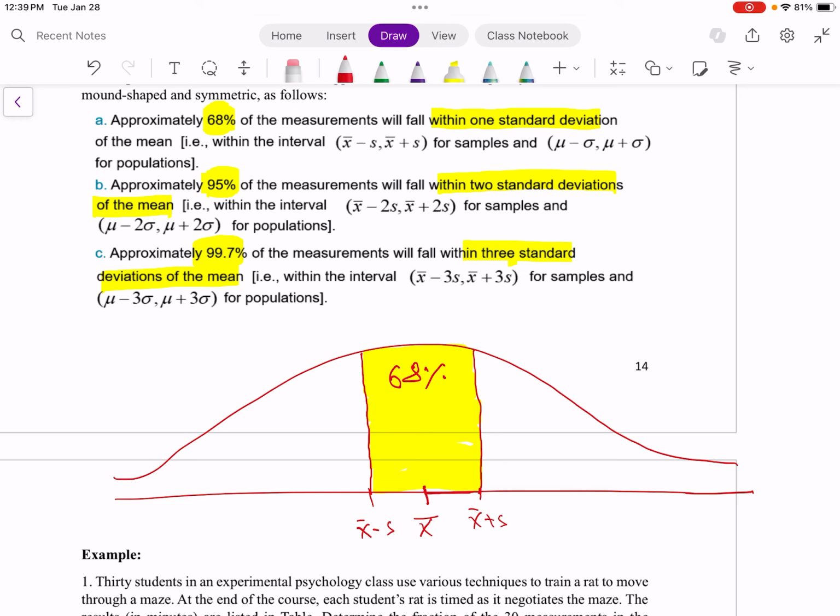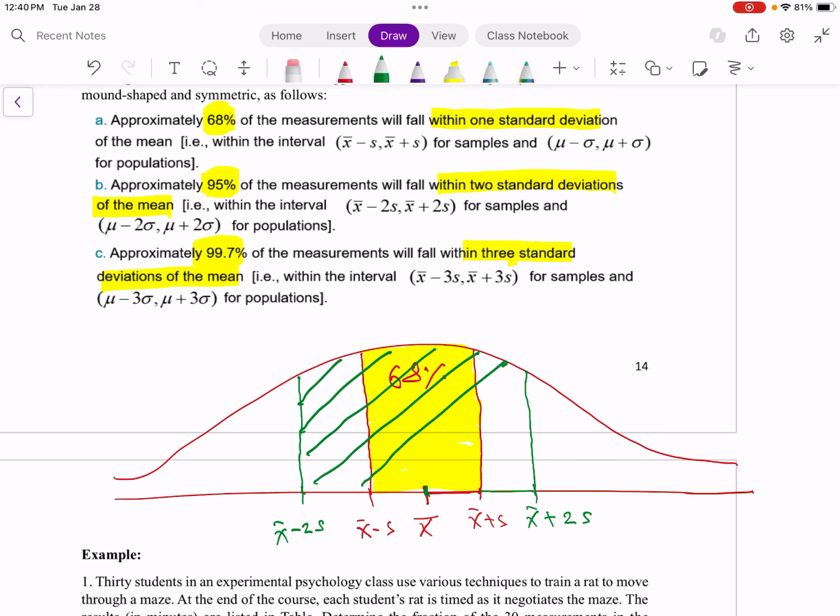Okay, now two standard deviations, so you go 2s from the mean. So this is your mean, this is x bar plus 2s, and let's say this is x bar minus 2s. So from here to here, this is our two standard deviation. We are talking about the empirical rule, a symmetric data set. According to the empirical rule, what percentage of the measurements is in this region? 95. So this is 95%.